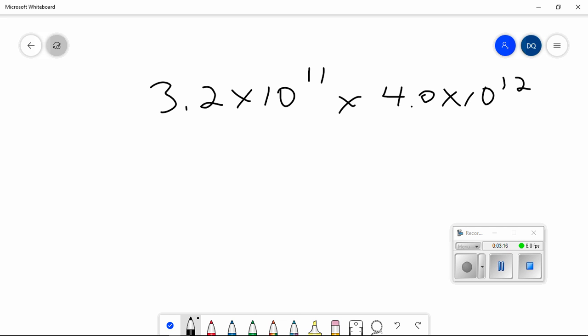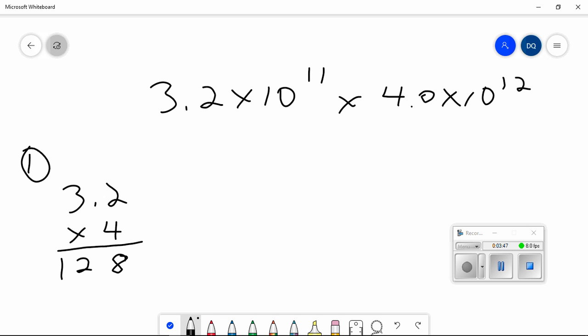Okay, when we're multiplying, we actually don't even have to go into decimal numbers. We can just keep them in scientific notation. Here's what we're going to do. Step 1, we're going to multiply the significant numbers. So the significant numbers are 3.2, and we're going to multiply that by 4.0, which is 4. So when I multiply this, 4 times 2 is 8, 4 times 3 is 12, and there's 1 decimal there, so this is 12.8.